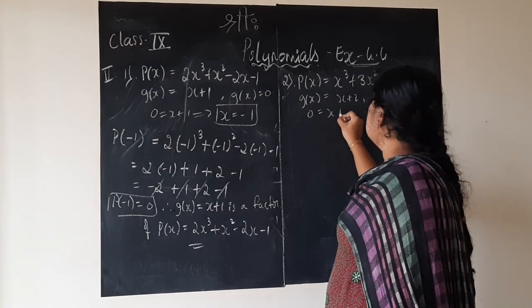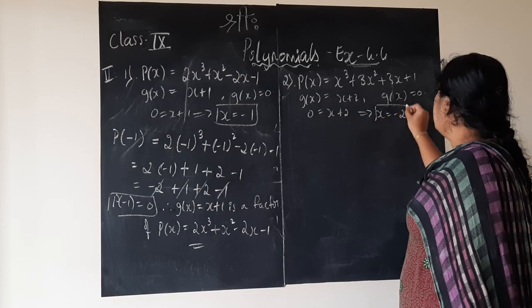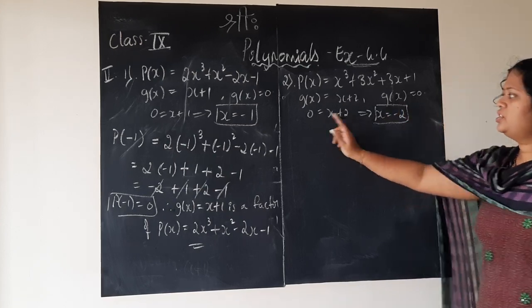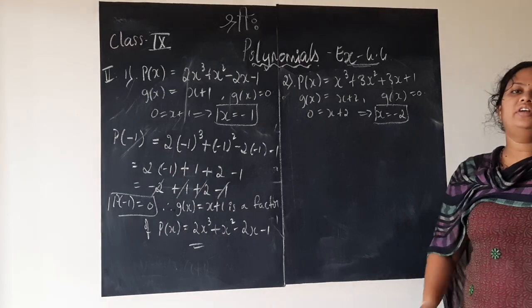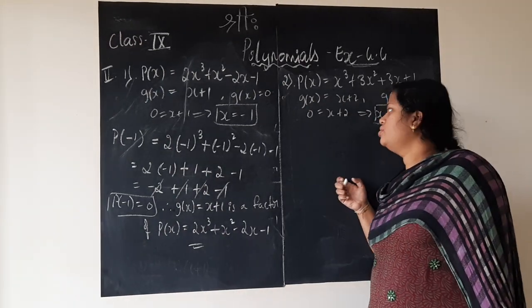So 0 equals x plus 2. This implies x is equal to minus 2, children. Correct? x plus 2 equals 0. Plus 2, if I send it to the other side, it becomes minus 2. So what is the value of x? It is minus 2, children.